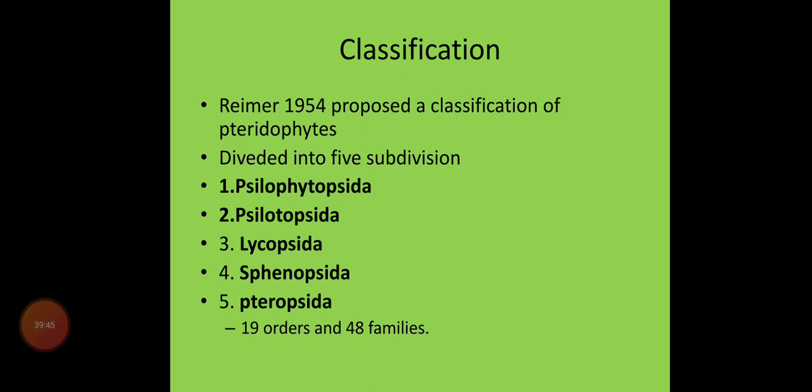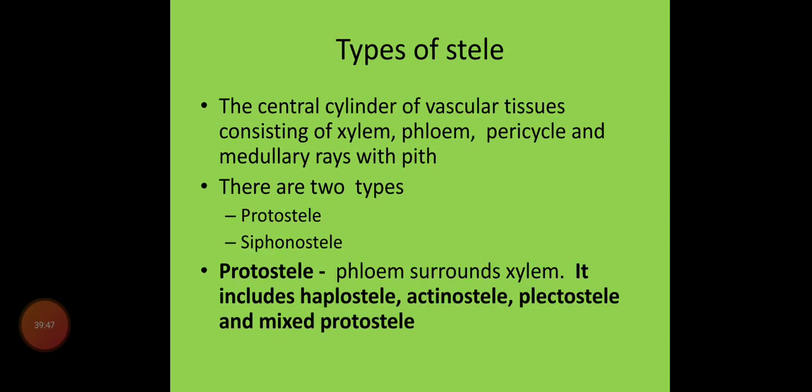Yes, next we learn about types of stele. Stele is nothing but the arrangement of xylem and phloem. Vascular tissues, already learned from lower classes onwards, are nothing but the xylem and phloem. But the stele contains not only xylem and phloem, it also contains pericycle, medullary rays, and pith. All these are commonly called stele.